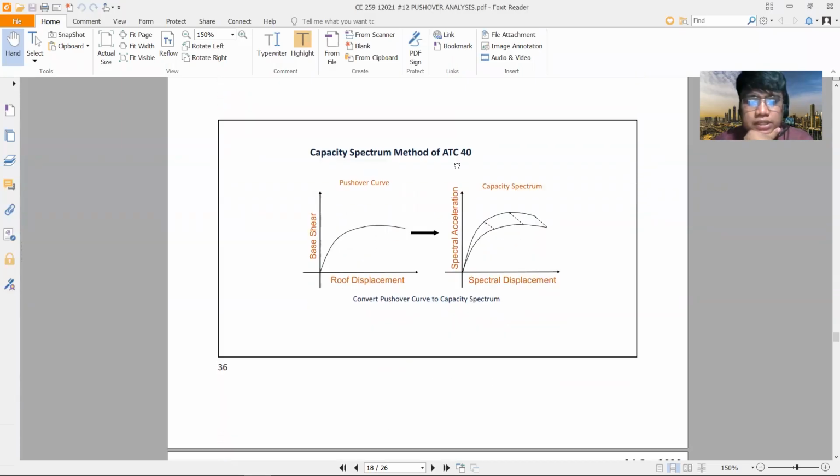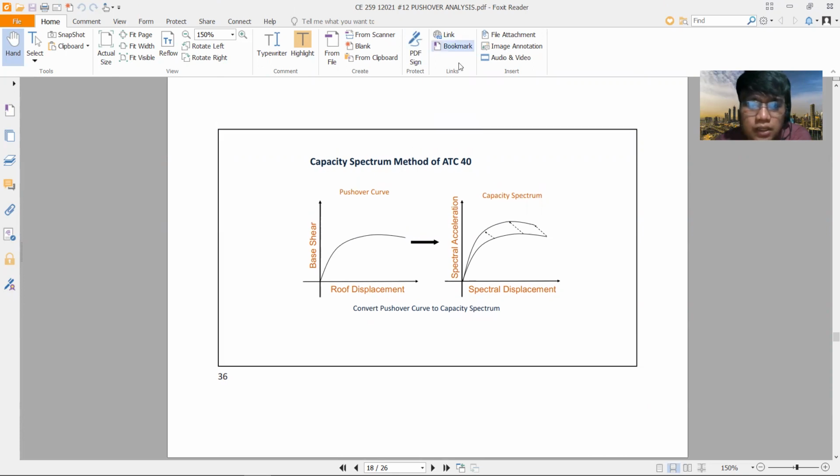So I think I have something here. Okay, so this one is from the lecture of Dr. Ignacio in Earthquake Engineering. Professor Ignacio is one of my professors in Earthquake Engineering in my MS in Structural Engineering in UP Diliman. So based on this lecture, this one is the capacity spectrum method of the ATC-40.